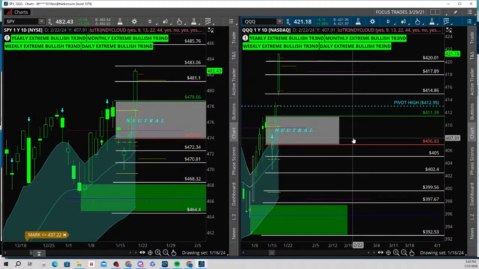And then again, it's okay. If you didn't get long down here, if you got long at the 411 level, guess what? You still got pushed almost $10 from that level. So I'm really, really looking forward to hearing how many of you traded just the neutral strategy.